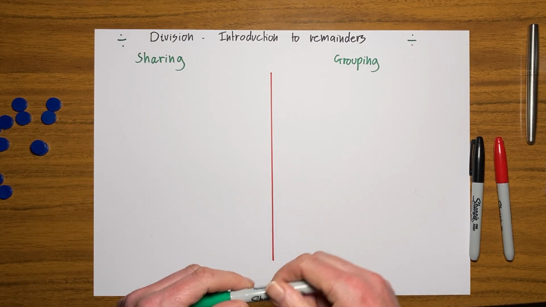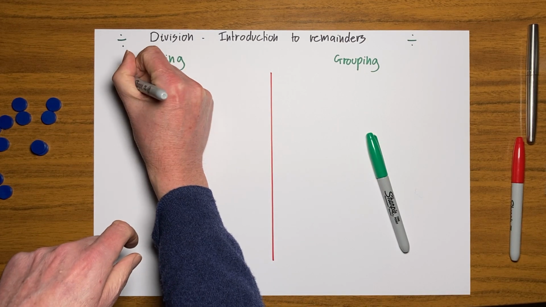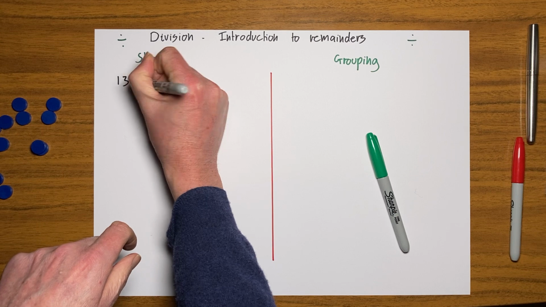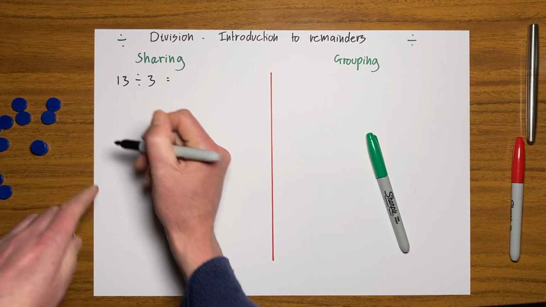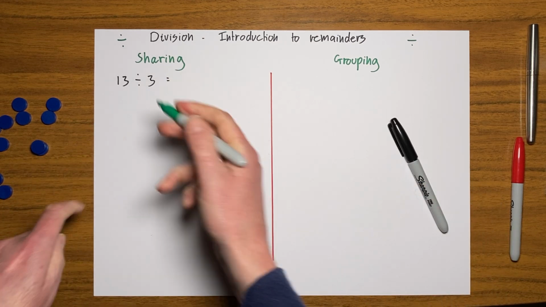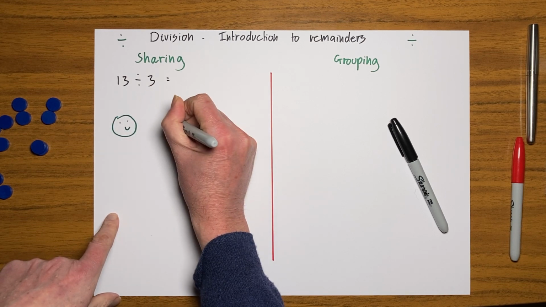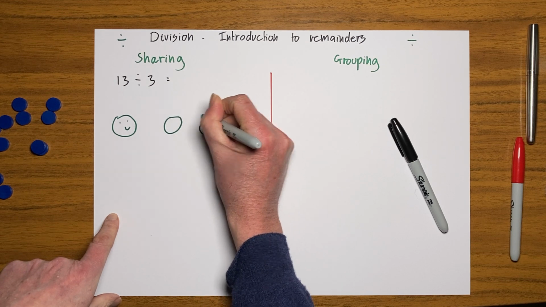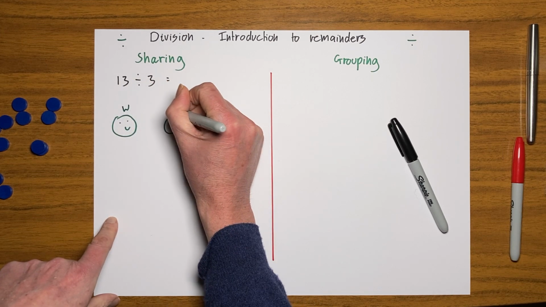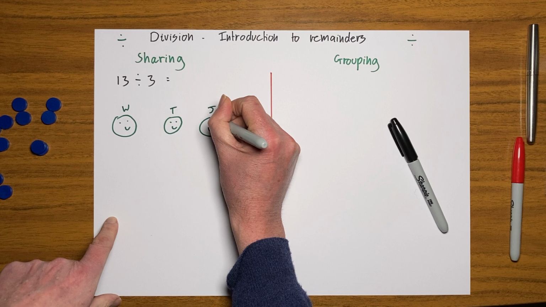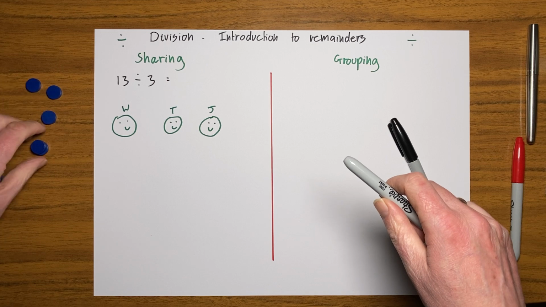So let me show you an example with sharing first. Let's write a question. I'm going to write 13 and I'm going to divide it between 3. Okay, so in sharing I'm going to have 3, we'll call them people, and I'll do my faces again like I've done before. There we go, 1, 2, 3. Let's have William, Thomas and James. Okay, so here's my 13. 2, 4, 6, 8, 10, 12, 13.